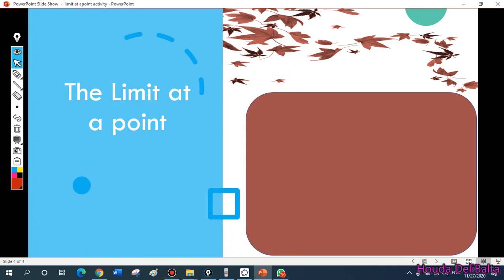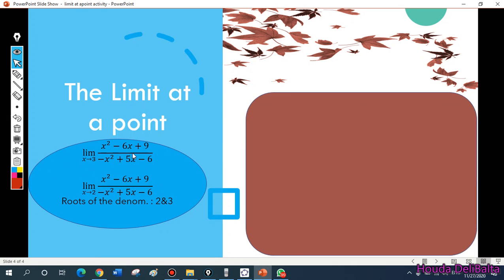And finally, dear grade 11 students, we reached the last training exercise about limits. And here we go with this function, x squared minus 6x plus 9 over minus x squared plus 5x minus 6. We have, of course, to study the limit of this function as x approaches the roots of the denominator that are 2 and 3.